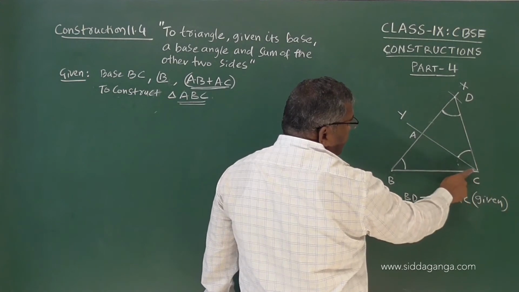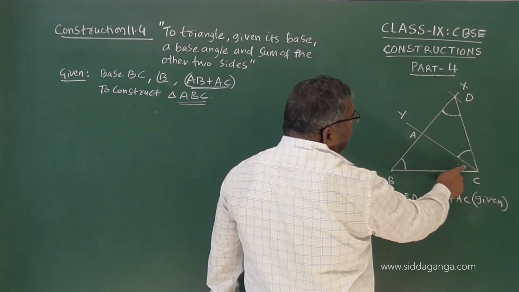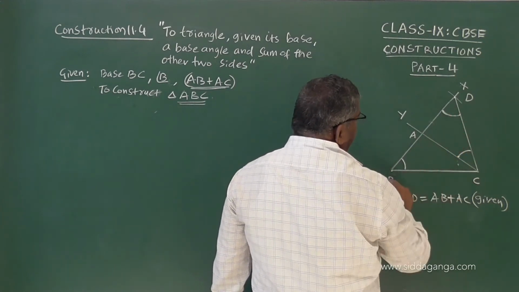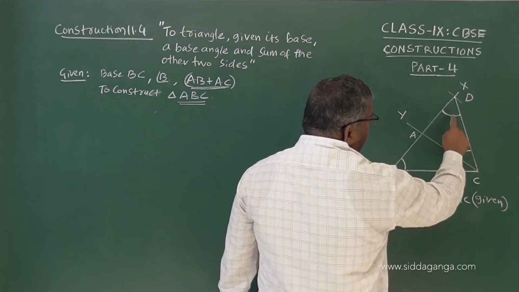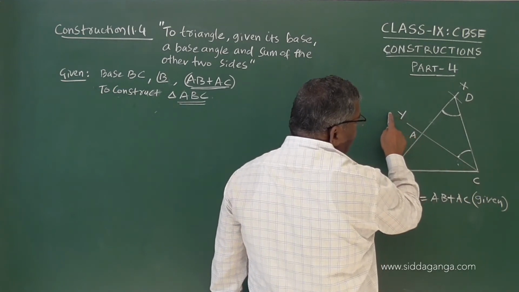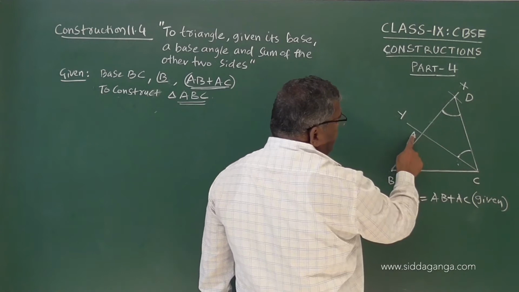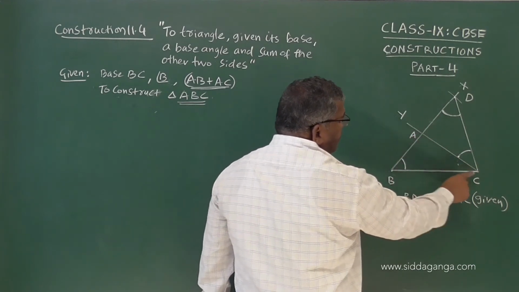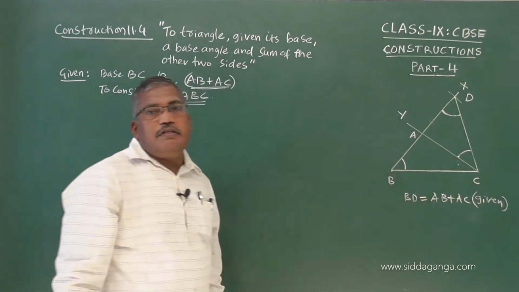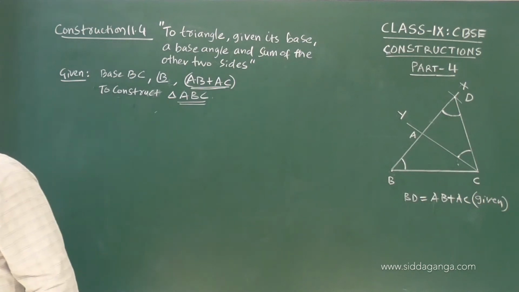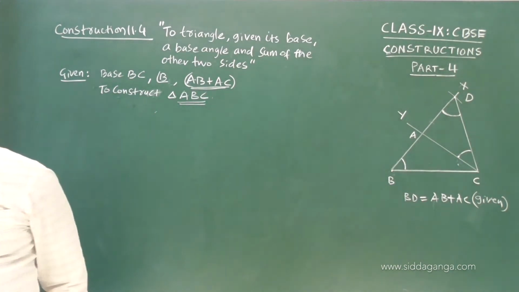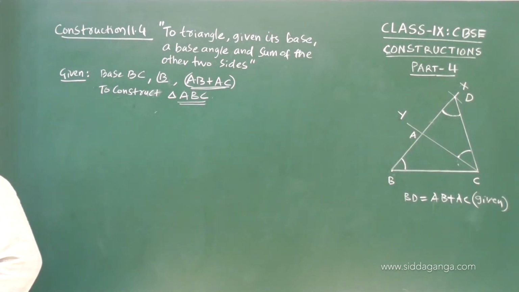Join DC. At point C, construct an angle equal to angle BDC. This angle and this angle are equal. You draw a line, you will get CY. CY will cut BD at A. Join AC. So then you get the triangle ABC. So this is the construction procedure. Now the diagram is over. Now I will write the procedure.